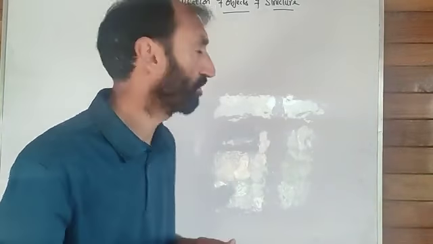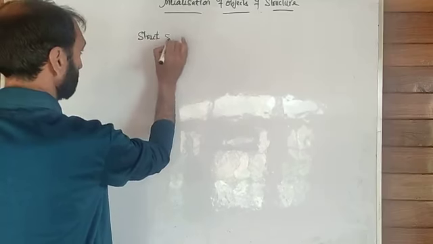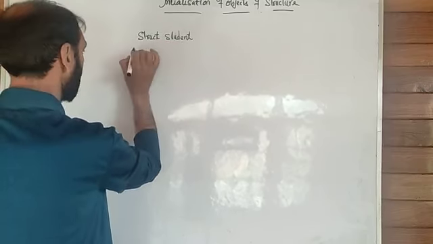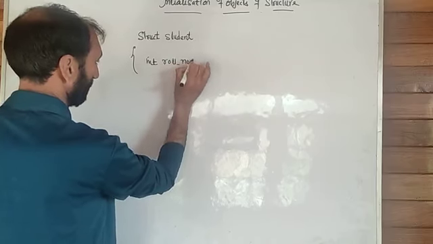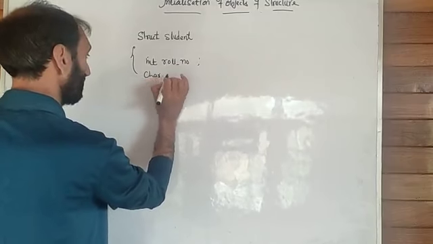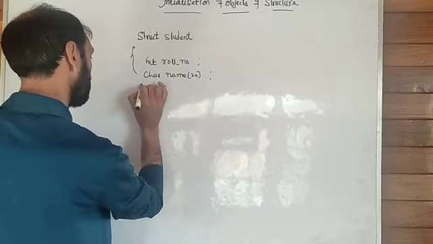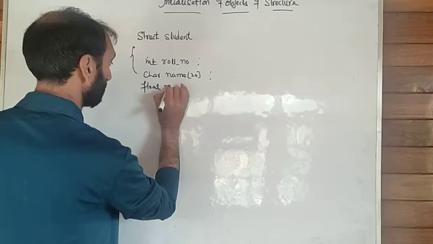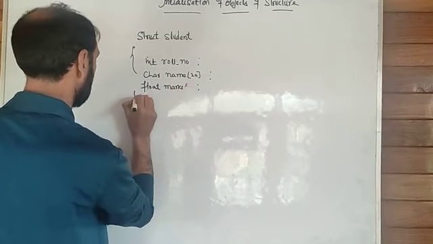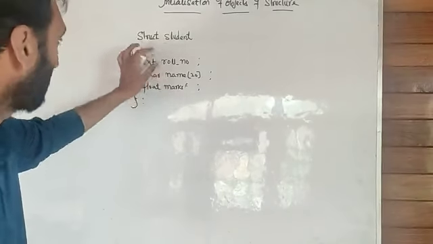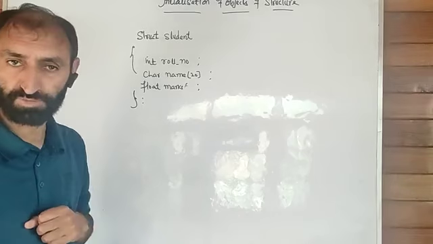We will take the same example that we discussed in the previous video. For example, this is our struct student, the name of the structure, with int roll number, char name, and float marks. Here I have declared a structure by the name student, which contains three members: roll number of type integer, name of type char, and marks of type float.